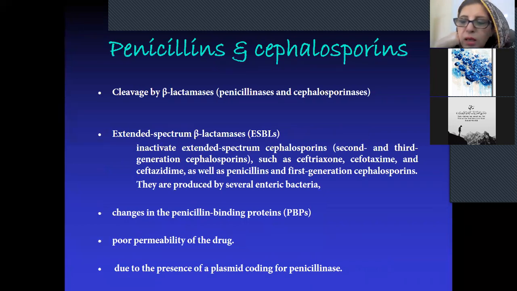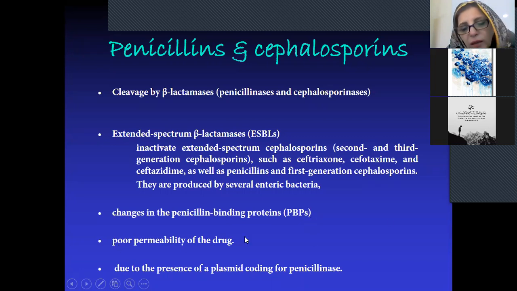Penicillins and cephalosporins can cause resistance by different mechanisms, for example the production of enzymes, beta lactamases, the penicillinases and cephalosporinases. As we discussed, this is going to inactivate the penicillins and cephalosporins, and therefore they will not be effective. Then there are certain extended spectrum beta lactamases. These beta lactamases are produced by gram-negative bacteria mostly, and mostly by the enteric bacteria, the bacteria present in our gut, in our intestines. They are called extended spectrum because they affect the second and third generation cephalosporins, as well as the penicillins and the first generation. So in addition to the penicillins, first, second, and third generation cephalosporins are going to be inactivated by the extended spectrum beta lactamases. Then, as we discussed, the changes in the penicillin binding proteins.